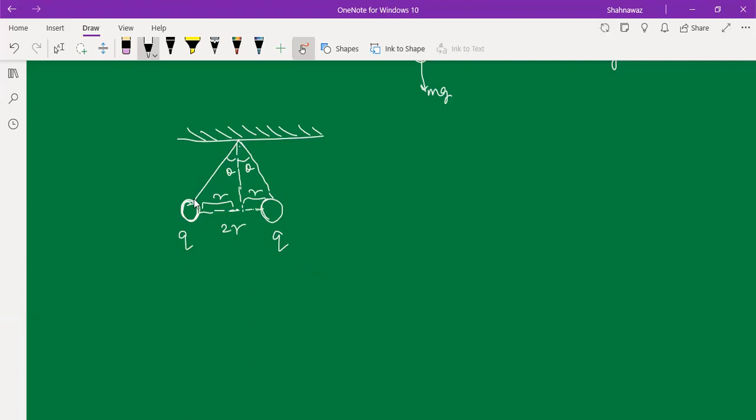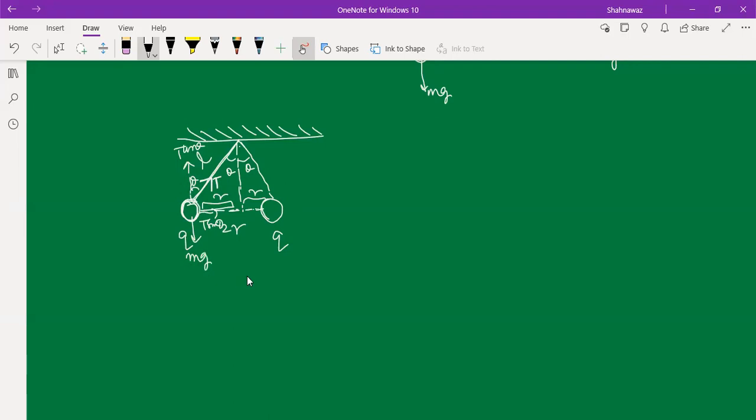And the length of this string is L, okay? As you already learned, this string will try to pull this in its direction, right? So the tension will be acting in this direction, and this is the angle, okay? So the tension will have two components. This is T cos theta, and this is T sine theta, right? And the weight is acting in the downward direction, okay?